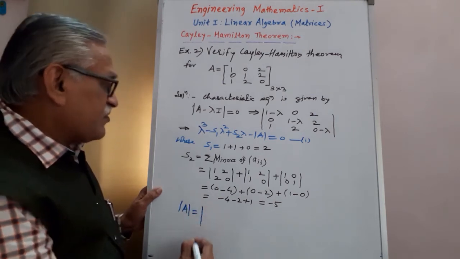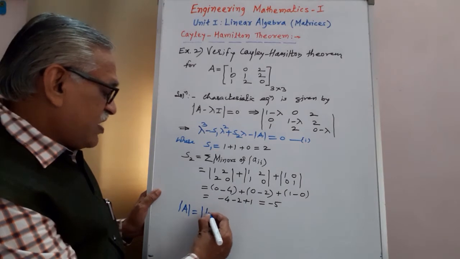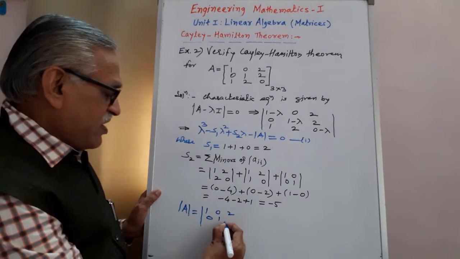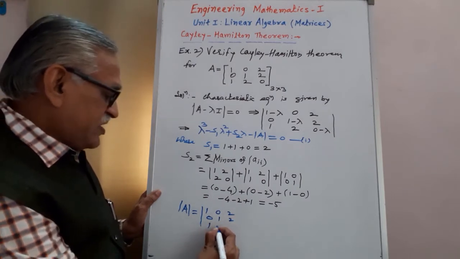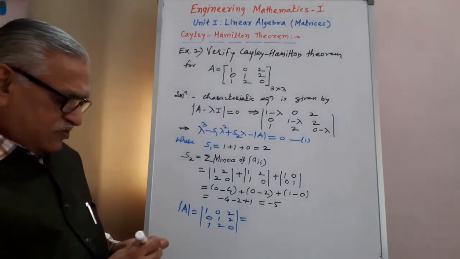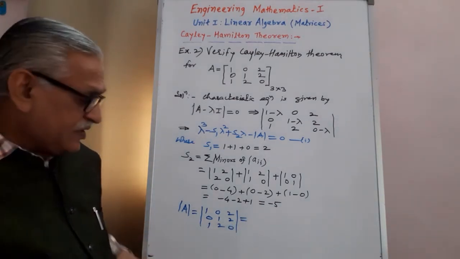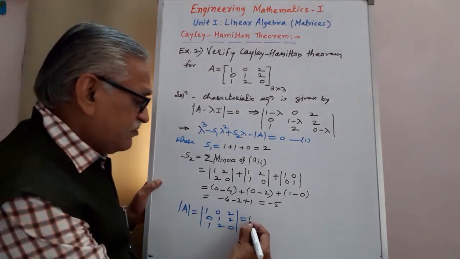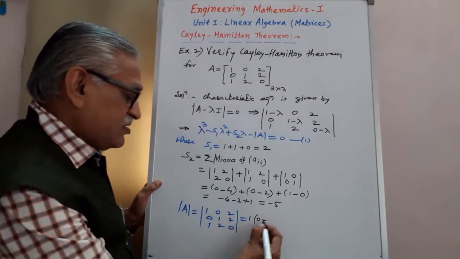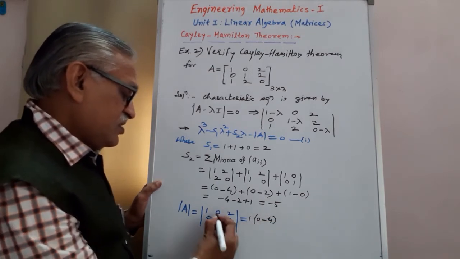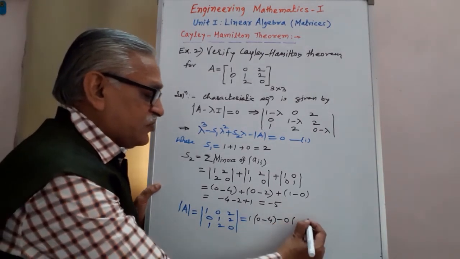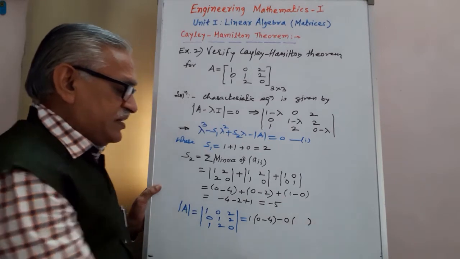The determinant has elements 1, 0, 2, 0, 1, 2, 1, 2, 0. And therefore, finding the value, we get 1 into this product 0 minus this product 4. Then the second term with minus sign is 0 into anything, we get 0. Therefore, I will not write that term here.